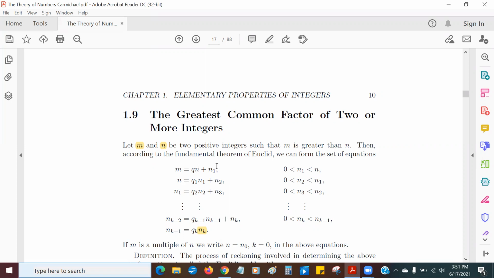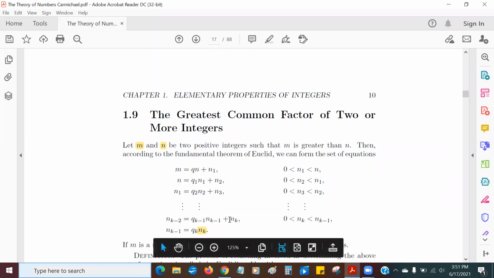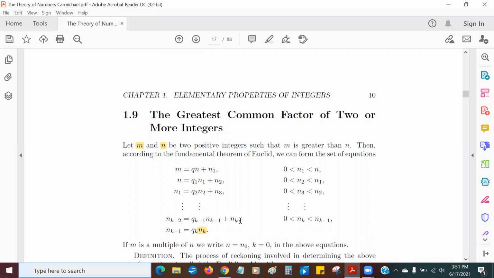Well, so I know that D goes into M and N by definition, and now we've shown it also goes into N1. Well, if it goes into N and it goes into N1, by the same argument, it's going to go into N2. And then by the same argument, if it goes into N1 and N2, it's going to go into N3, all the way down the line till I get that D goes into NK. I also established previously that NK goes into D, hence the two numbers must be the same.